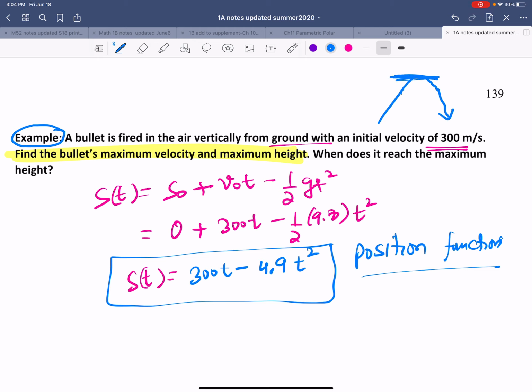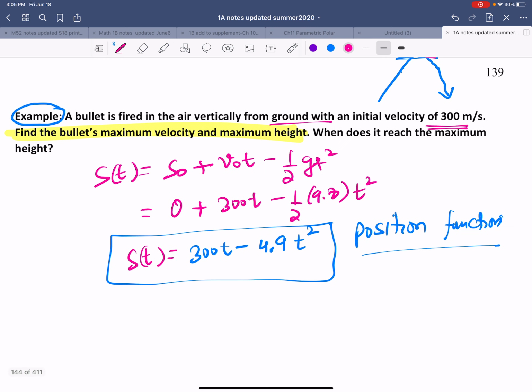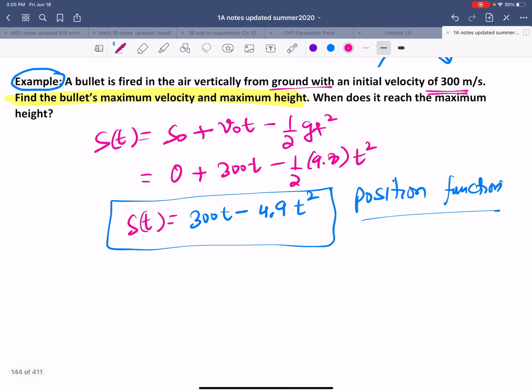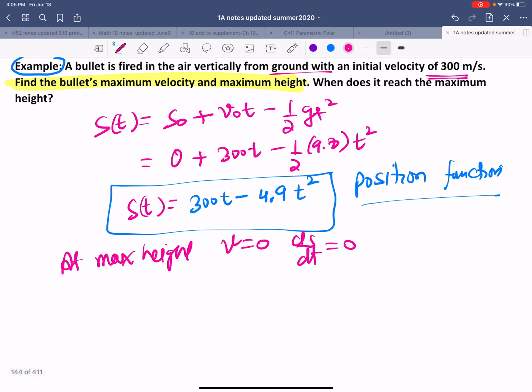What is going to be the derivative at that point? The derivative of the position function, or velocity, at this point would be 0. So you throw the object with a positive velocity. At some point, velocity becomes 0. That's when you have the maximum height, and then it starts falling down. So at maximum height, the velocity is 0, or we can say ds/dt is 0. So let's go ahead and set the derivative equal to 0 and solve it.